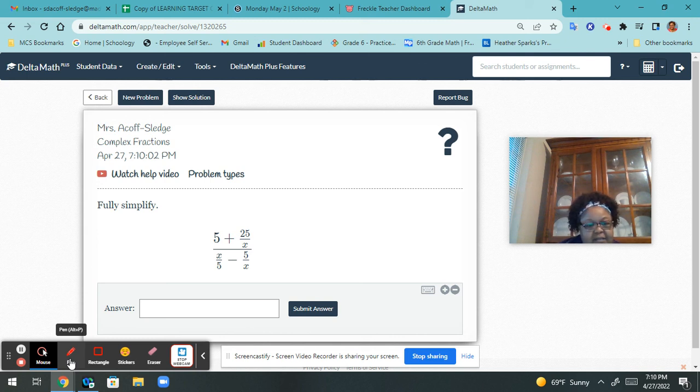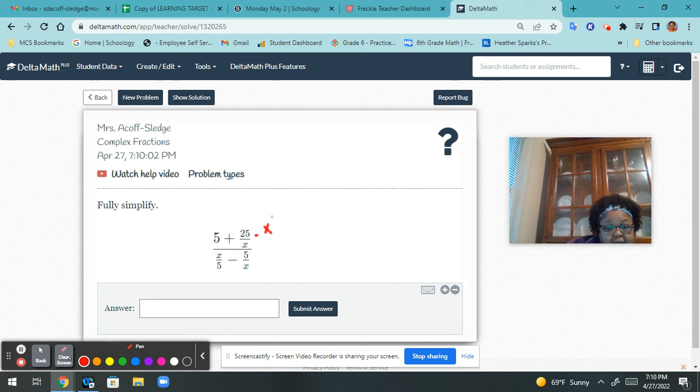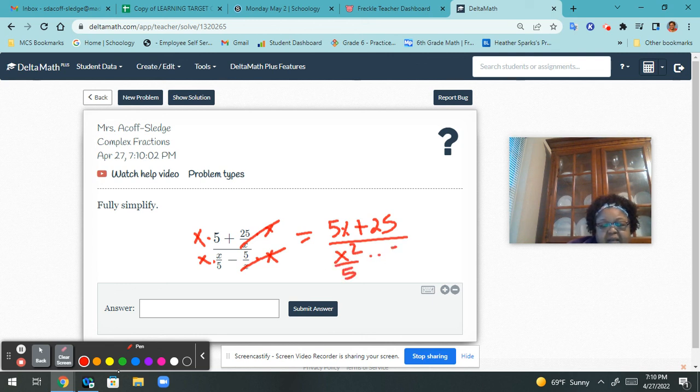Okay, we got 5s and x's again. So I'm going to multiply everything by x, because that's the largest exponent. Why am I doing x squared? So I'm going to multiply this by x and this by x. They do it a little bit more complicated on Delta Math. Okay, those cancel, those cancel. X times 5 is 5x plus 25, because those cancel out. X times x is x squared over 5 minus 5.